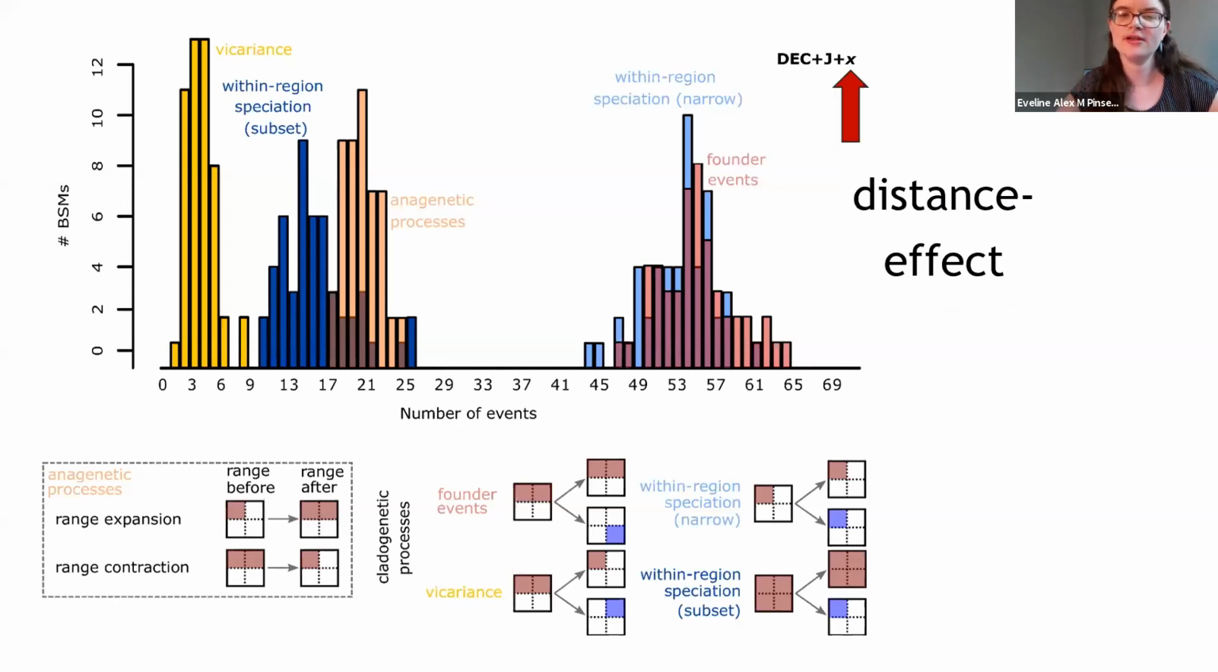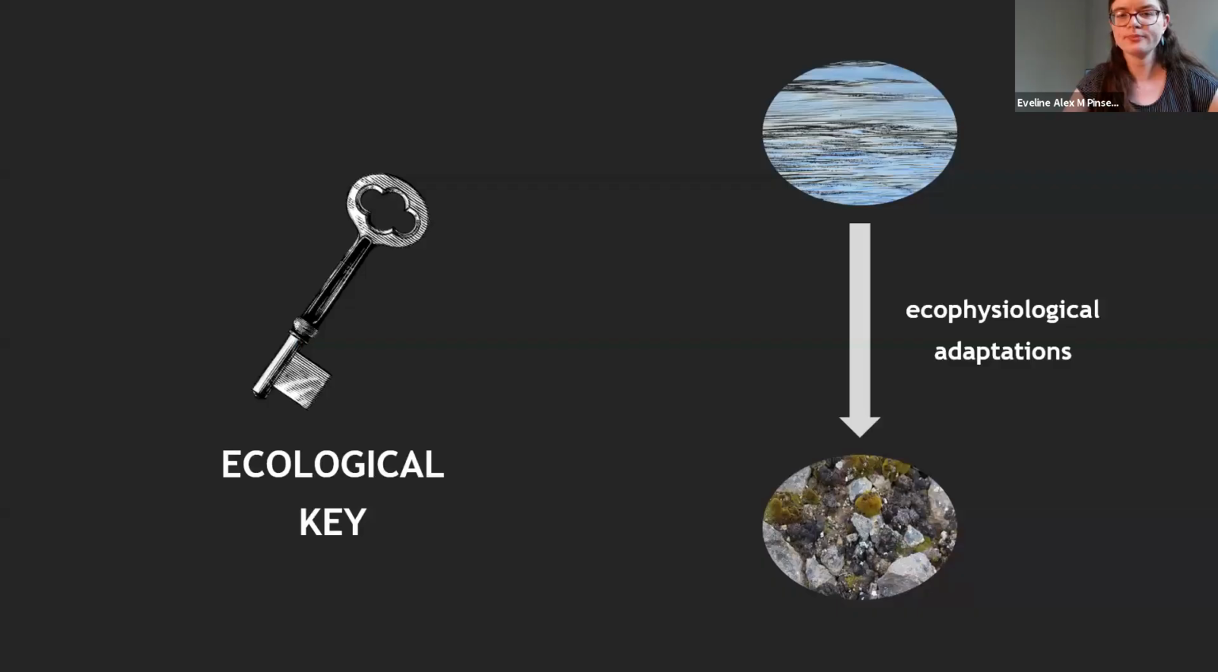And last, we found that there is a significant distance effect, meaning there is an inverse relationship between the distance between two regions and the probability of dispersal. So the further two regions are apart, the smaller the chance that borealis will disperse from one region to another. So dispersal is limited, and this is one mechanism by which we get so many different species.